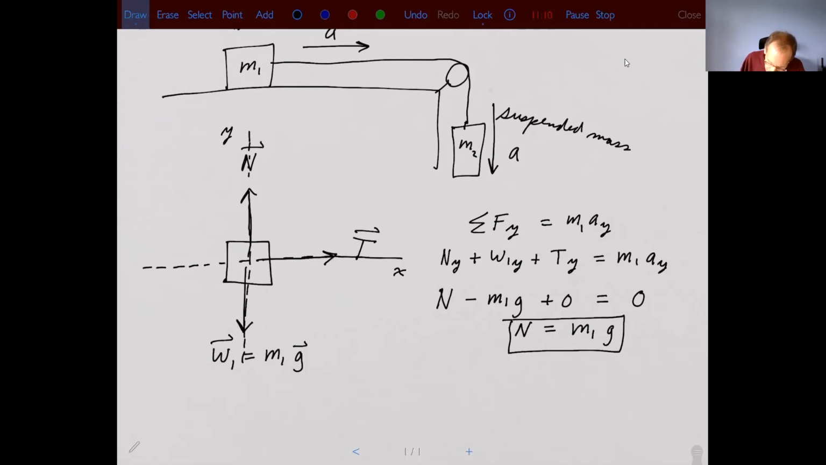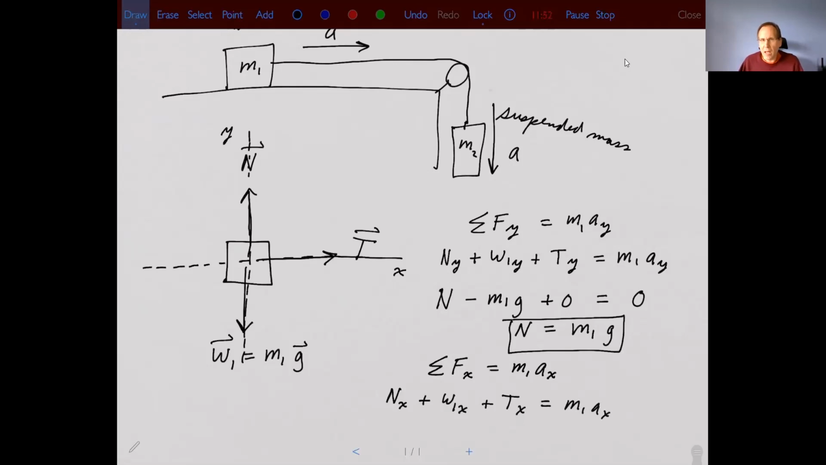So now I'm going to do the same thing. I have the sum of the forces in the x direction. That's got to equal m1ax. Okay, but what are all the forces in the x direction? Well, I want the x component of each of my forces. So I want nx plus w1x, the x component of the weight, plus the x component of the tension, and that's got to equal m1ax.